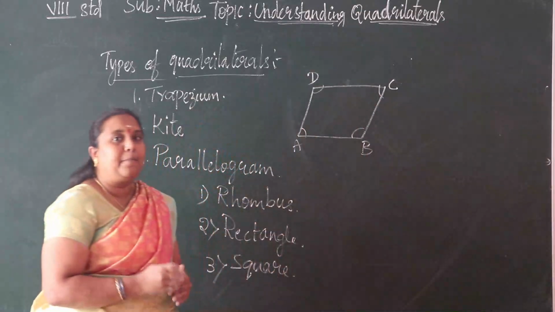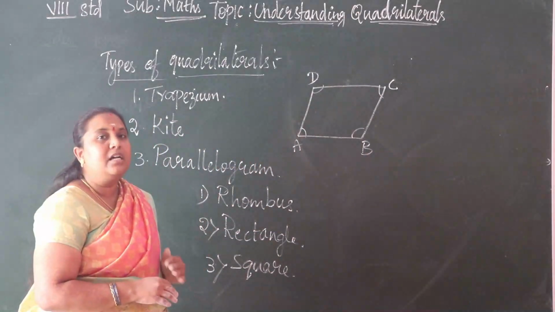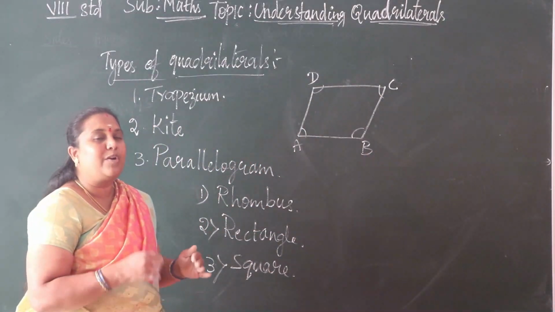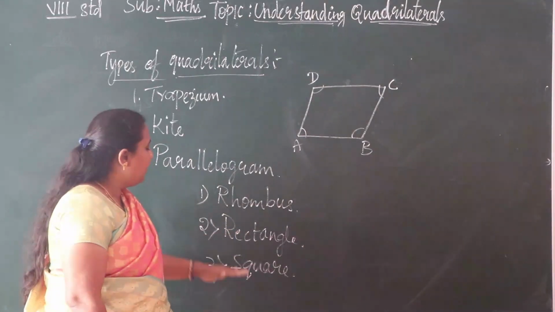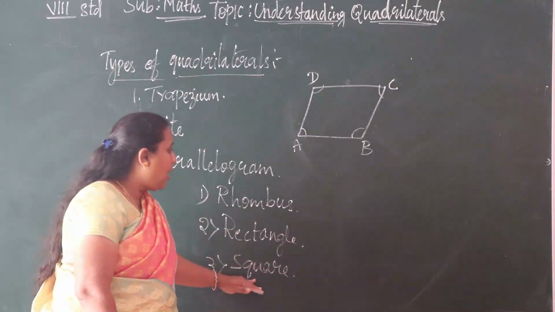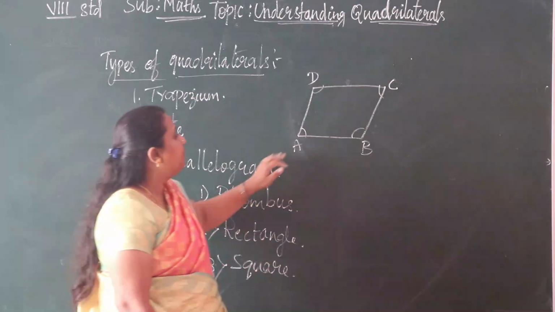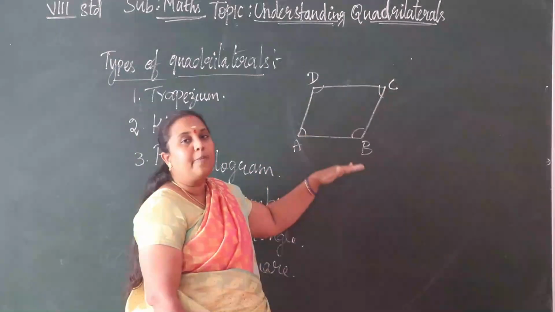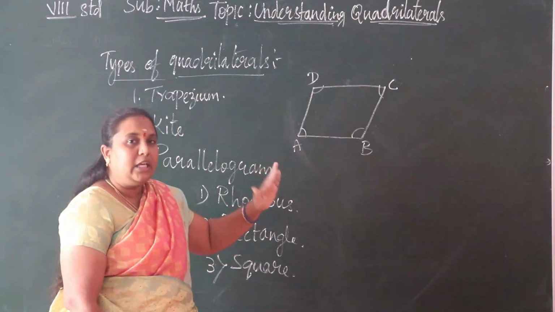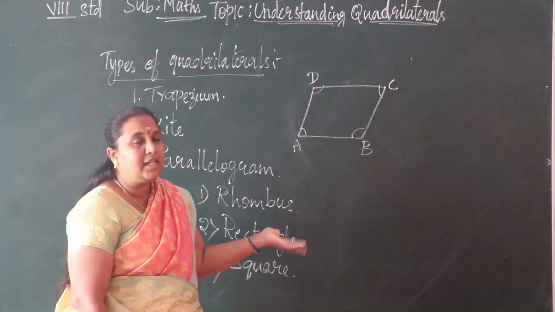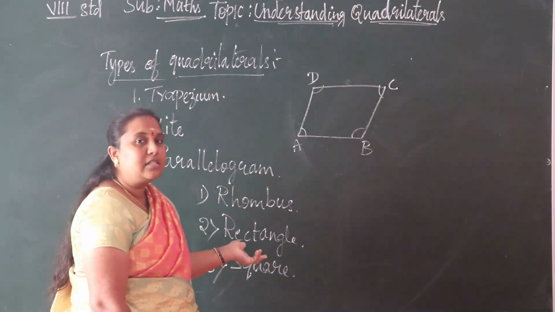We have special types of parallelograms. What are the special types of parallelograms? Rhombus, rectangle and square. These three also have the same properties: opposite sides are parallel and equal, and opposite angles are equal.